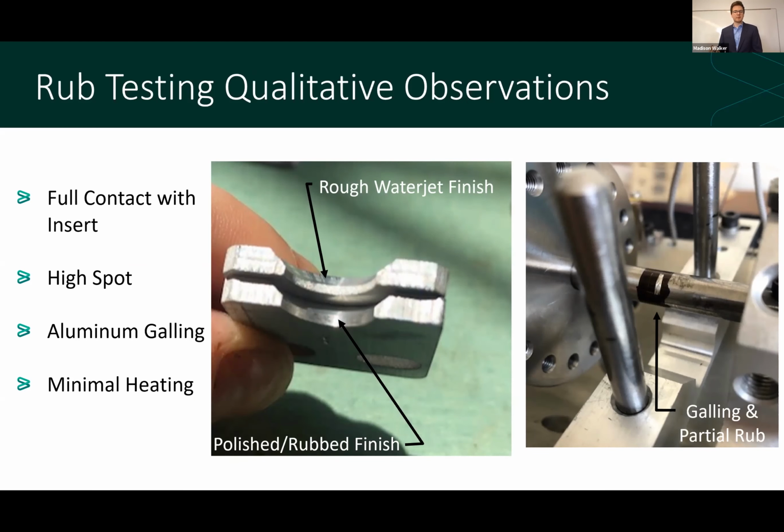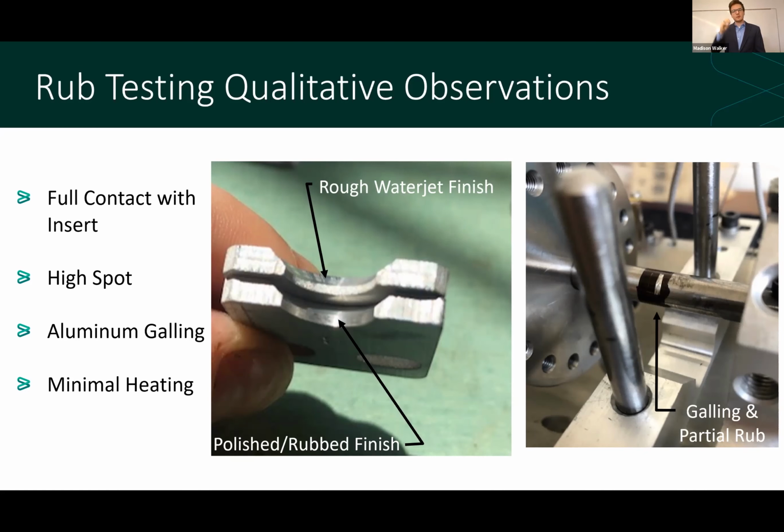Next up, we know that we produced a high spot and that the high spot was the only location that rubbed, because as you see in the figure on the right, we marked the rotor up with Sharpie before the test, and the area where the Sharpie was rubbed off after the test was the area that rubbed. And so from this, only a small section of the rotor actually made contact with the inserts, and we know that we produced high spot rubbing.